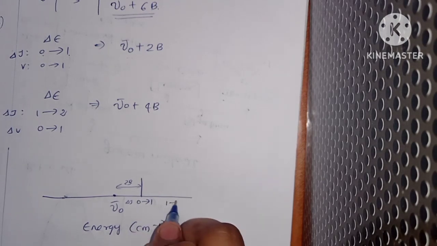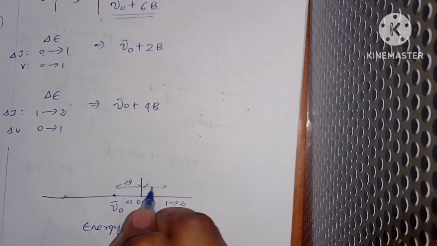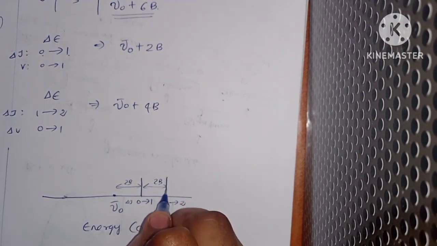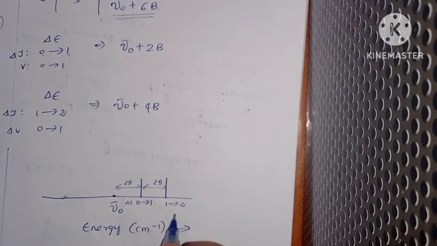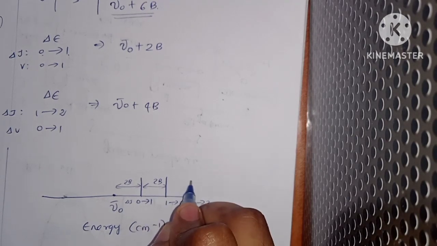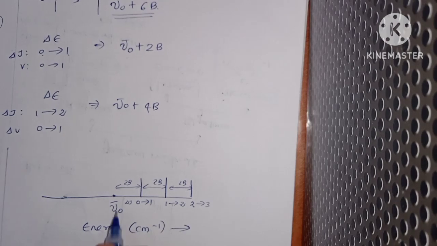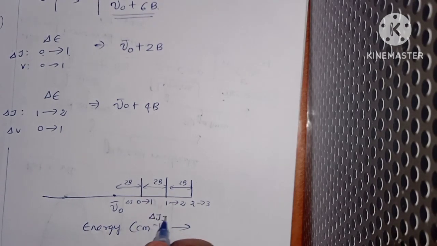So for the 1 to 2 case, mu bar 0 plus 4B. So another 2B should be added. So we will get a peak here. So this is for the 1 to 2 transition. And for the 2 to 3 transition, it is mu bar 0 plus 6B. So another 2B should be added. So these are the points if delta J is equal to plus 1 case.